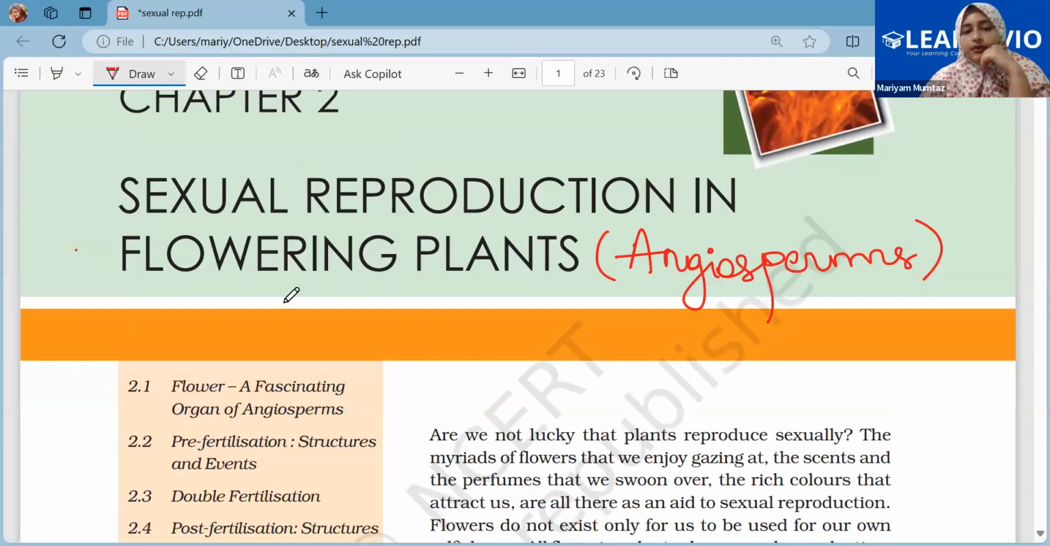All right. Okay, so sexual reproduction, you understand the meaning of it. It is a kind of reproduction which involves the fusion of gametes. First of all, formation of gametes, and then later on, fusion of gametes. Now, in flowering plants, by flowering plants, we mean all the angiosperms.